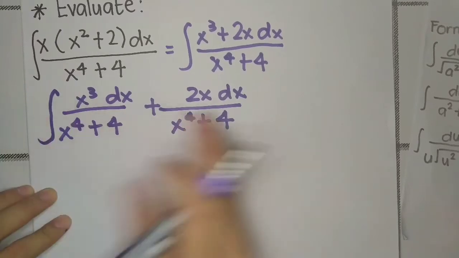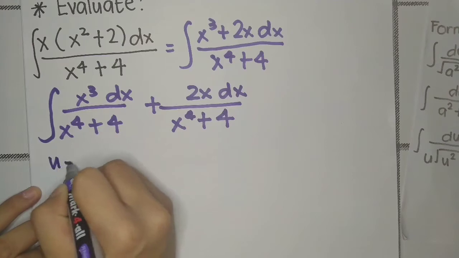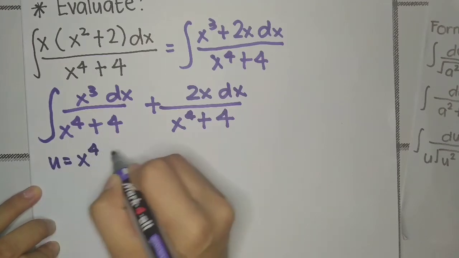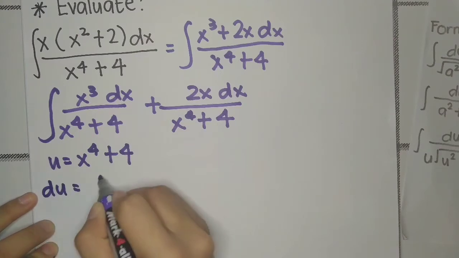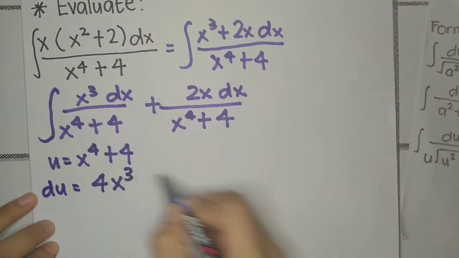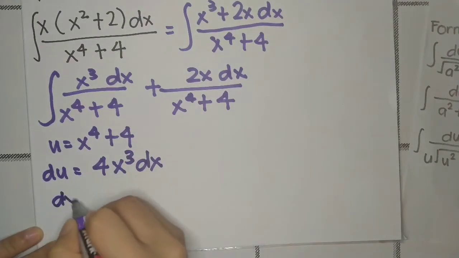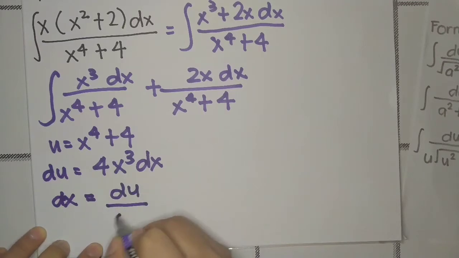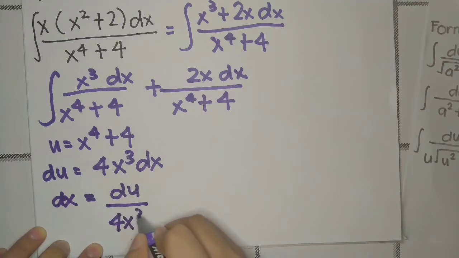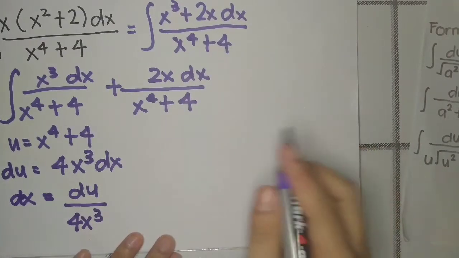So with that, in this part we have one integration, and on the other part another one. So we set u equals x⁴ plus 4. The differential of u with respect to x is 4x³ dx. So the value of our dx is equal to du all over 4x³. Later on we will substitute that up there.